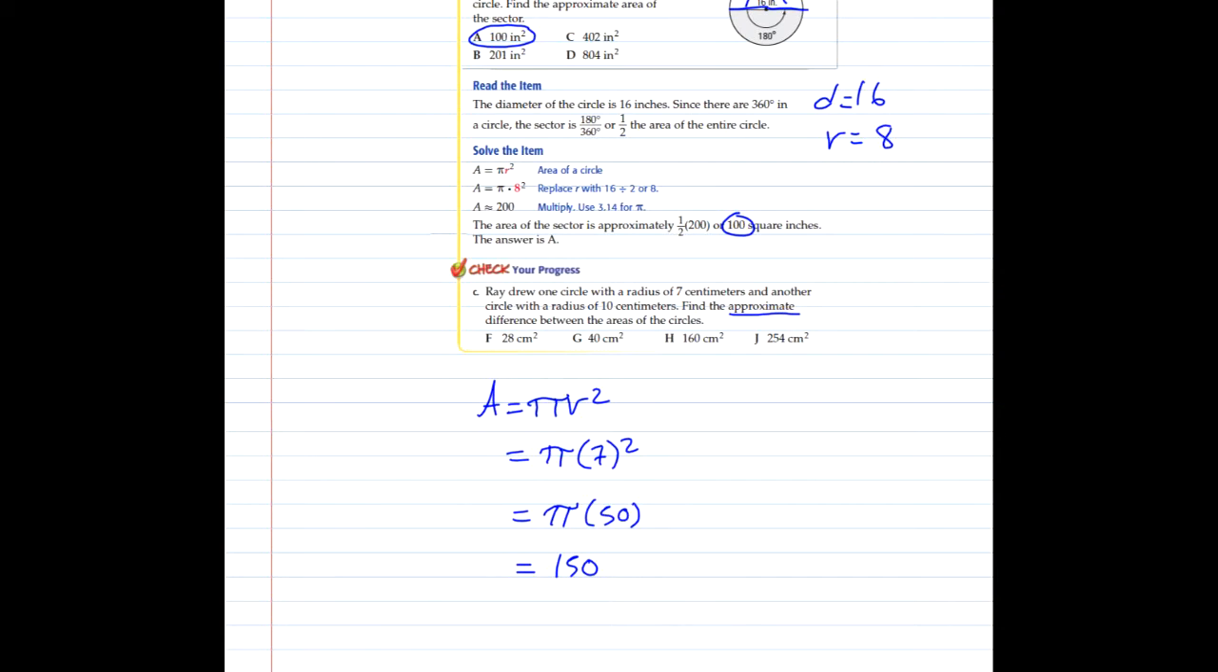In my second example, area equals pi r squared. I'm going to use 10 for my radius. Don't need to round that. It's too perfect of a number. I'm going to use 3 for pi. 3 times 100 is 300. It says find the approximate difference between the area of the circles. So 300 minus 150 is about 150. Of my choices up here, the only clear choice would be H. Clearly the closest to 150.